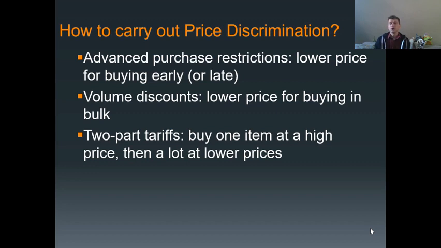A second idea for this is two-part tariffs. So essentially, it's a discount for buying a lot, but not the same way as a volume discount is. You buy one at a high price, and then you have the option to purchase more at lower prices. So it's kind of like a volume discount, but you don't necessarily have to buy it all, and it's not in preset amounts necessarily. Now, there are, of course, more types of price discrimination. This is not all-encompassing, but you do have to know the idea of these more than specifically what they are.